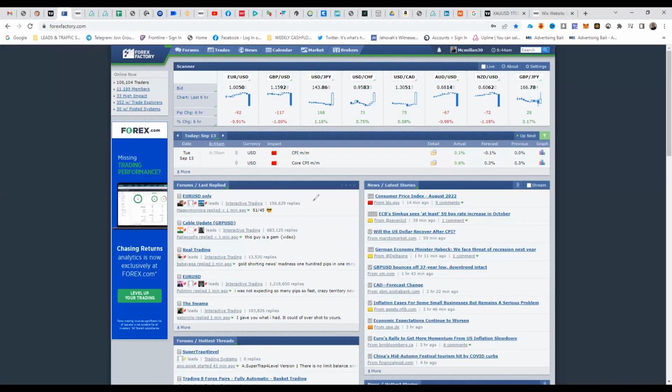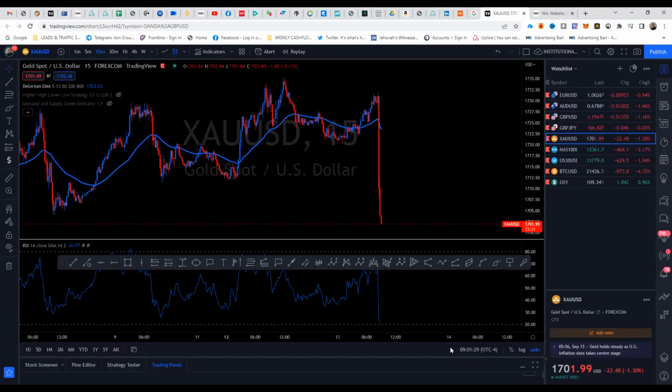As we can see at 8:30, we had CPI news, huge impact news. That's what made price do this huge drop here. Any pair that had the USD in it did a major drop. So now we're just going to figure out what price is going to do next from this point.